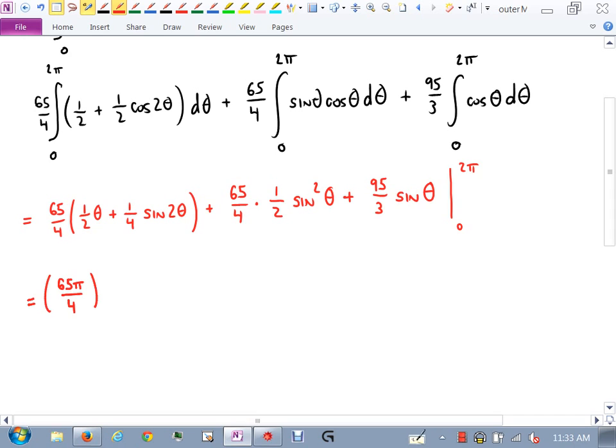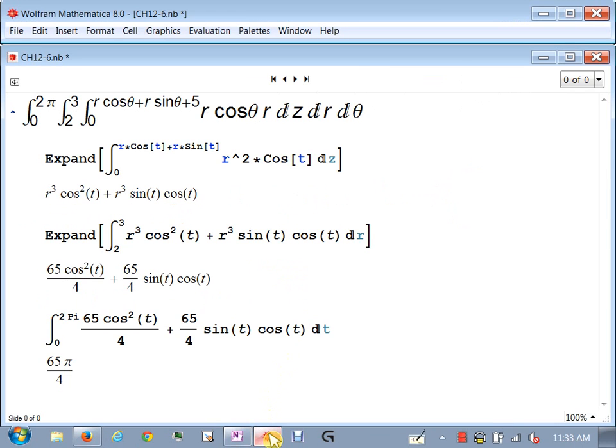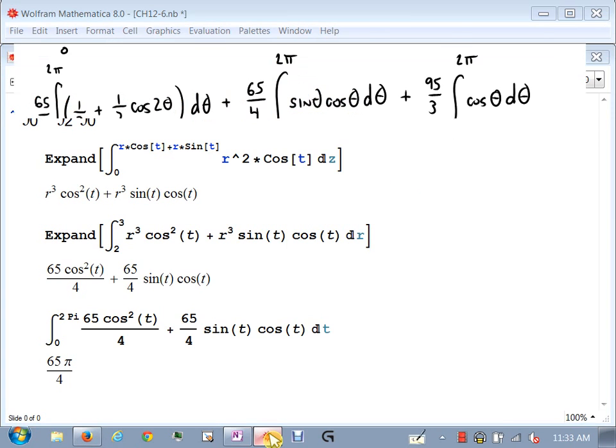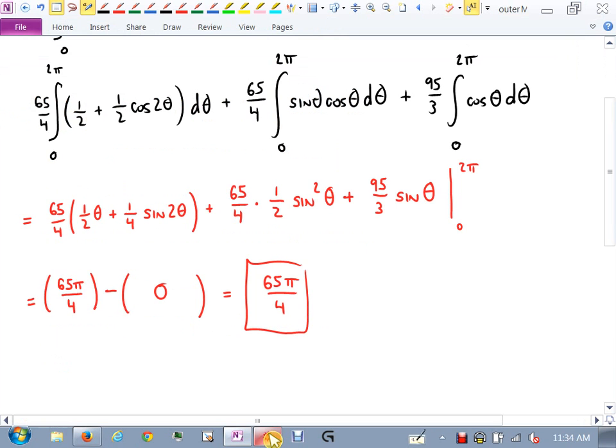Then we plug in 0, right? We plug in 0, and then everything is 0, right? That's 0, sine of all those things, 0, 0, 0, sine of 0, 0. So we get 0. So we get 65 pi over 4. Is that what Mathematica told us? Whew. Good. Feel better about that.